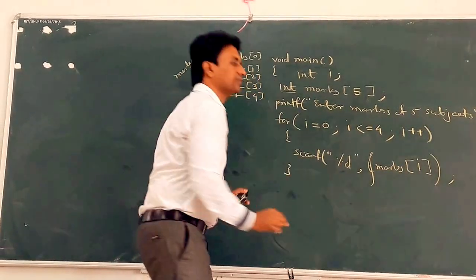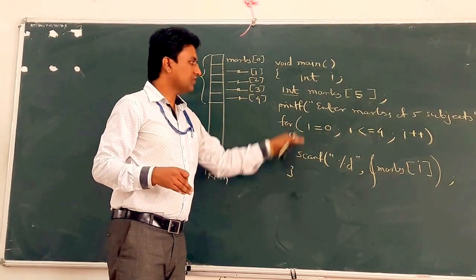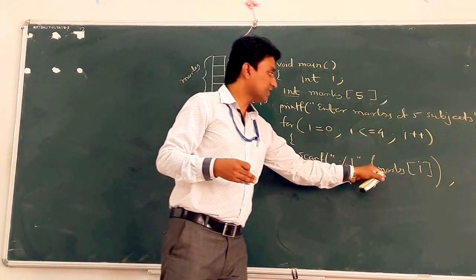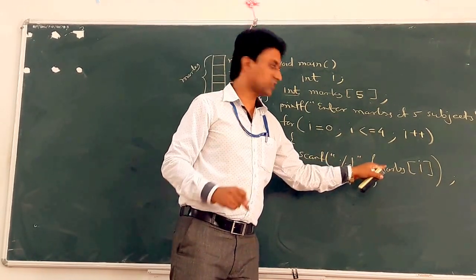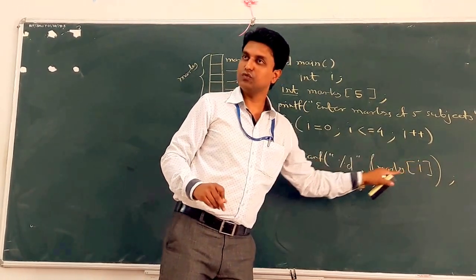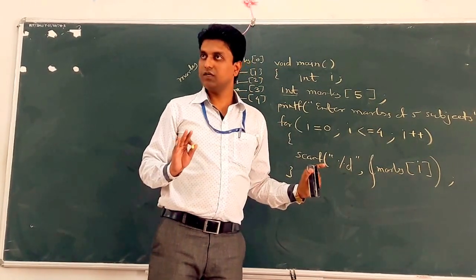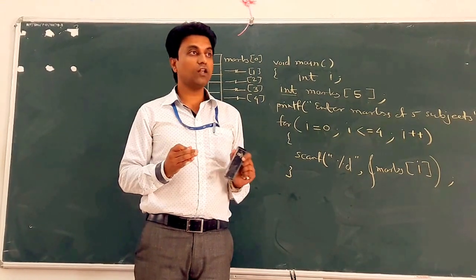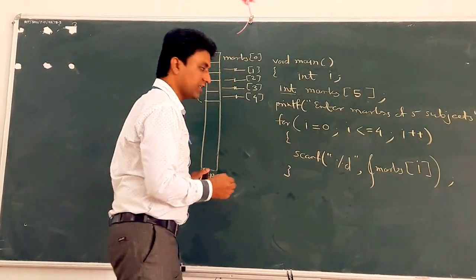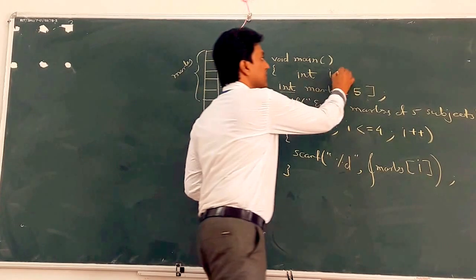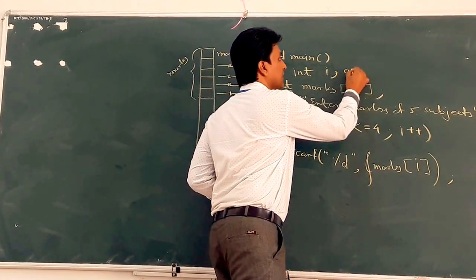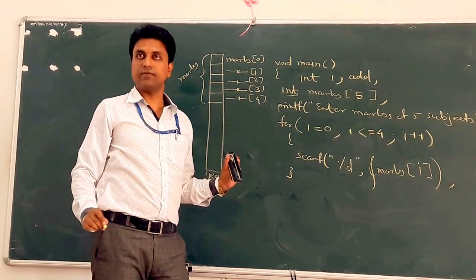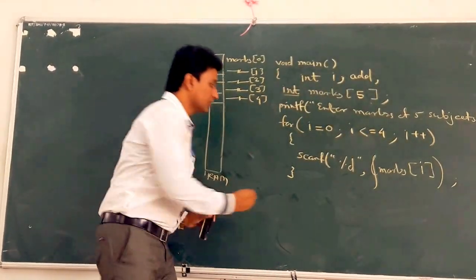Complete the for loop. So using this for loop, we stored 5 different subjects' marks at particular locations: marks of 0, marks of 1, 2, 3 and 4. What is the next part? Make the addition of all those marks. For the addition, how can we take the variable? Addition, comma, add variable. We have to choose an add variable for that. So we declare add.